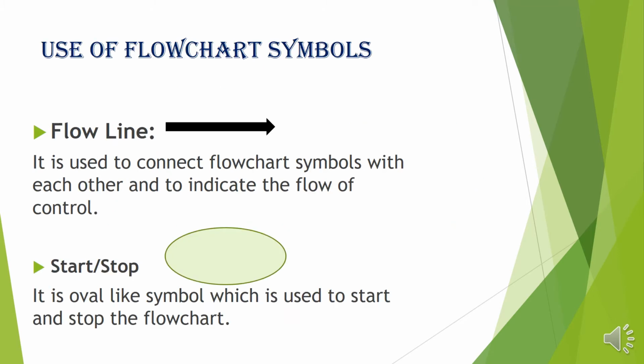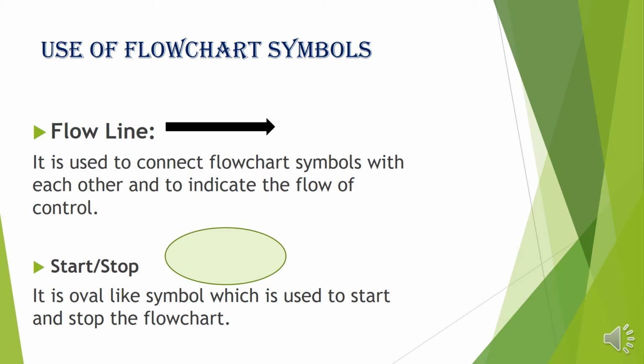The use of flowchart symbols. A flowchart is drawn using standard symbols. There are 7 standard symbols which have specific meanings and functions. The first symbol is the flow line symbol, which is used to connect flowchart symbols with each other and to indicate the flow of control of the problem.